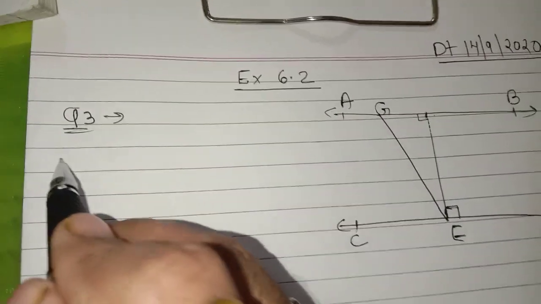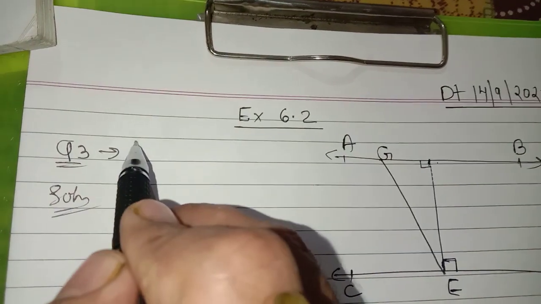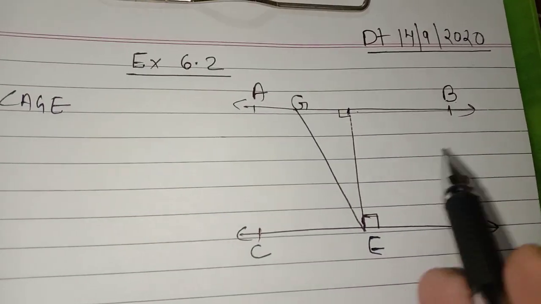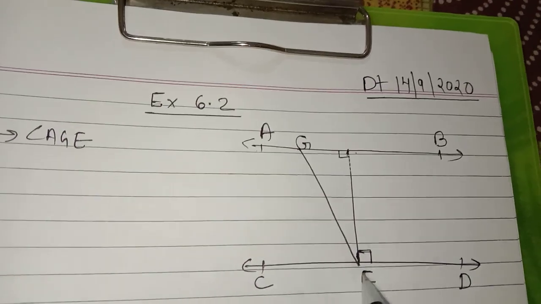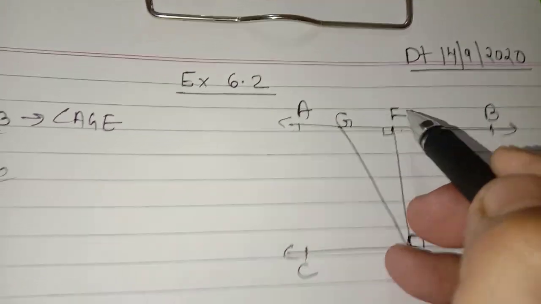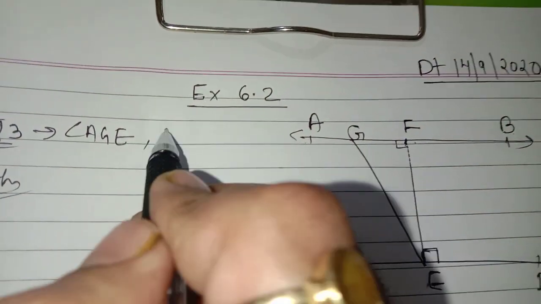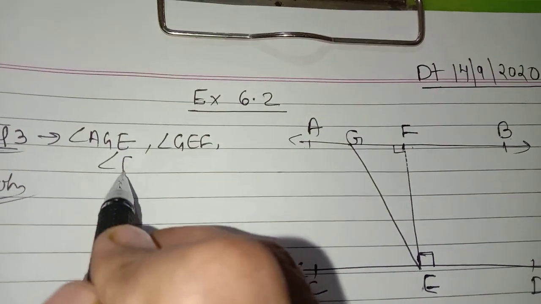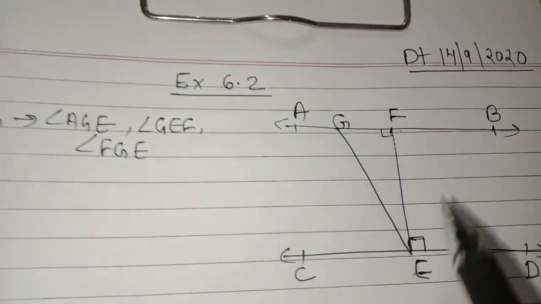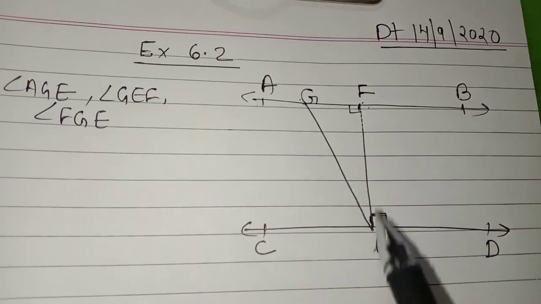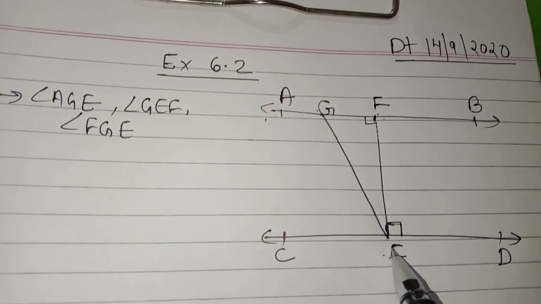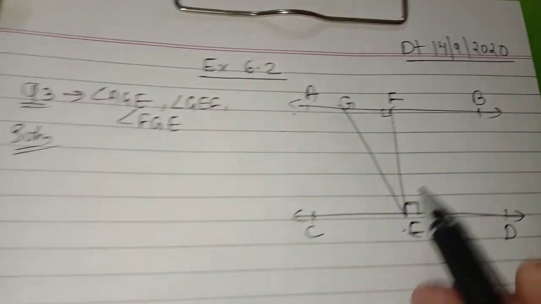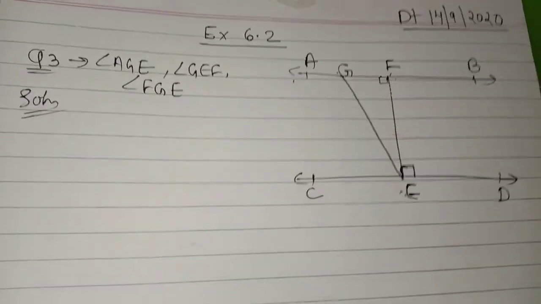And now we are going directly for the solution. What do you have to find here? We have to find AGE. Okay, F is written here, sorry. Then GEF as well as FGE. Okay, FGE, clear? AGE, GEF and FGE. So shall we start now?